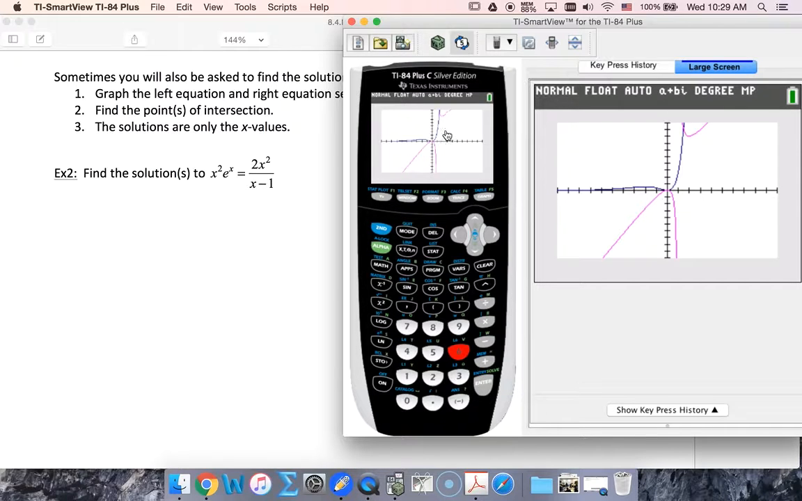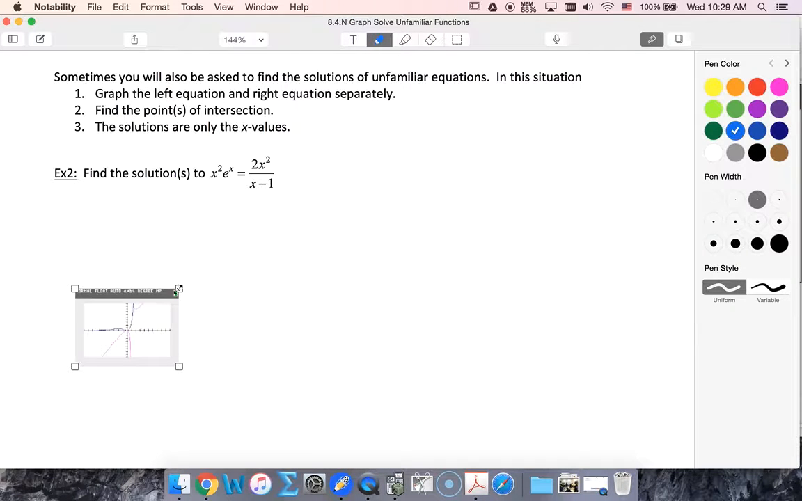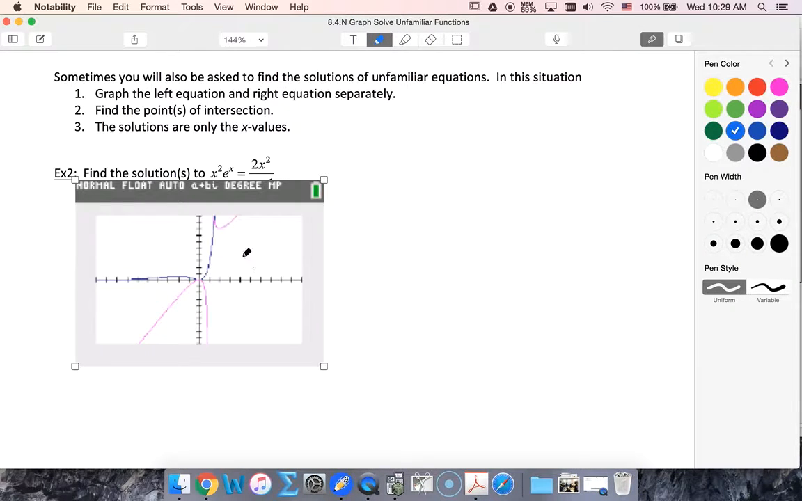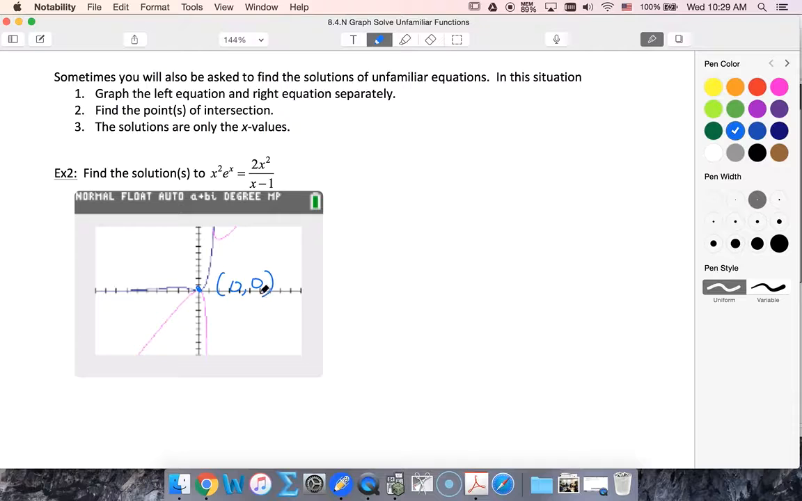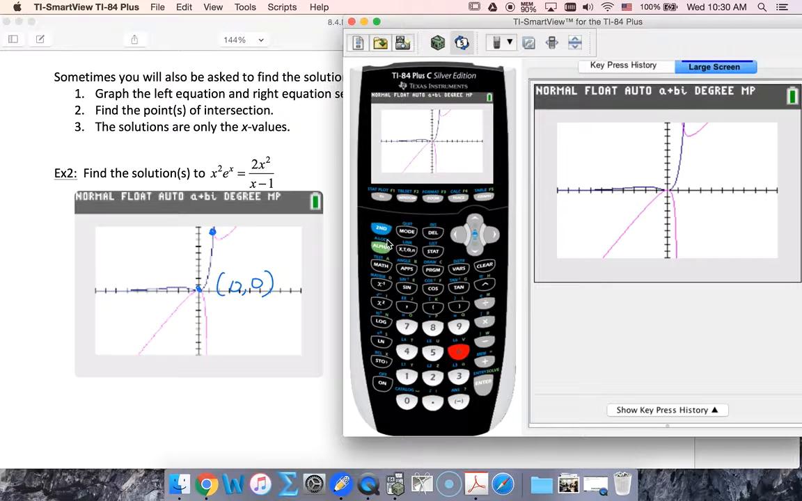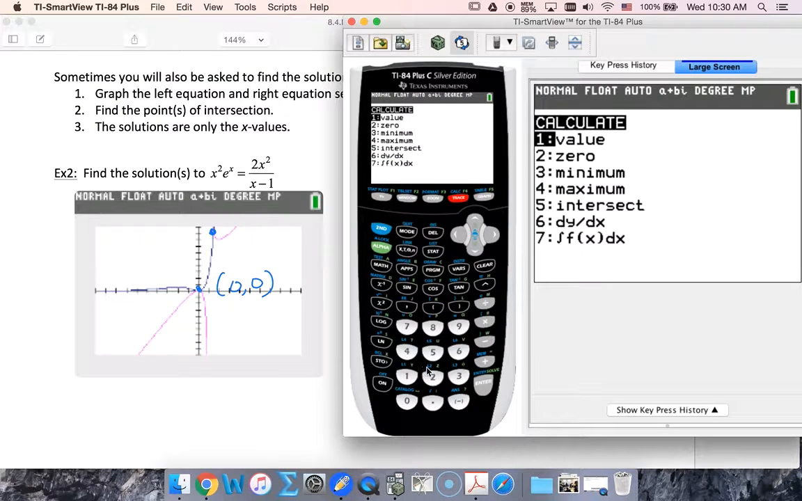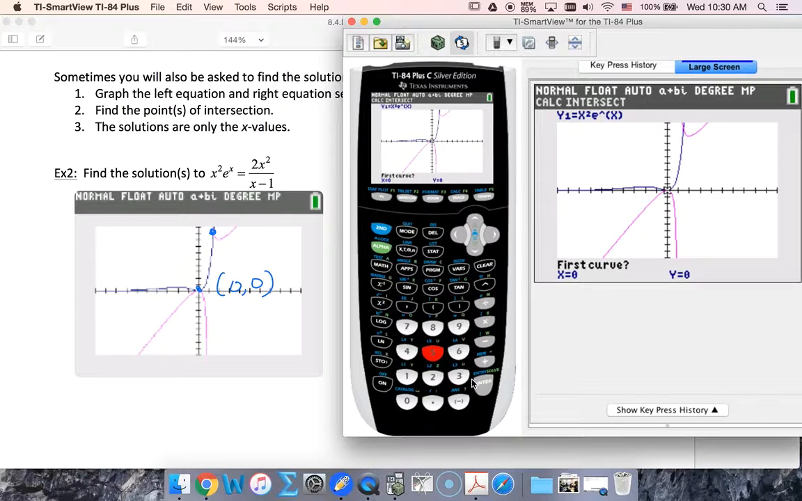So we know our first point of intersection was 0, 0, because we saw that in the table. So this point here was the point 0, 0. So that's one of our points of intersection. Now we want to find this other point. So I'm going to go in and say calc, intersect. So my first curve is the blue one, my second curve is the pink one, but this time my guess is around the value x equals 1.